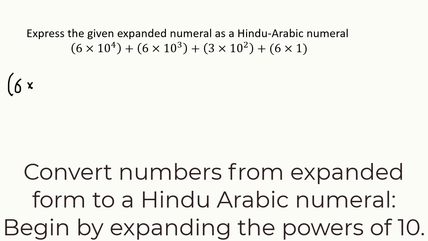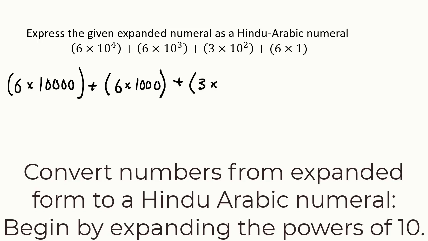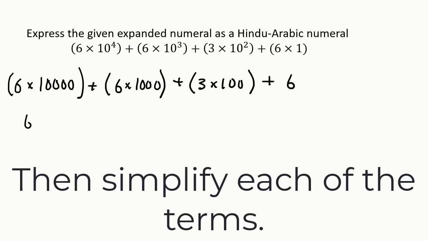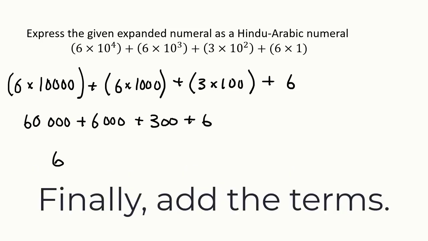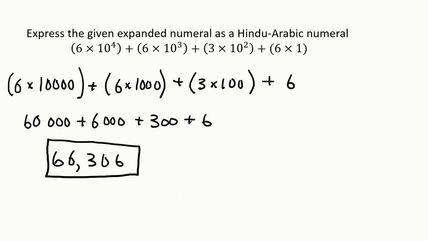6 times 10 to the fourth means we have 4 zeros after it, 10,000, plus 6 times 10 to the third means 6 times a 1 with 3 zeros after it, which is 1,000, plus 3 times 10 to the second is 3 times, or sorry, a 1 with 2 zeros after it, plus 6 times 1, which is just 6. 6 times 10,000 is 60,000, plus 6 times 1,000 is 6,000, plus 3 times 100 is 300, and then plus 6 gives us 66,306. This is our Hindu-Arabic numeral.